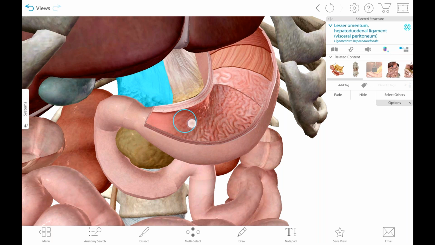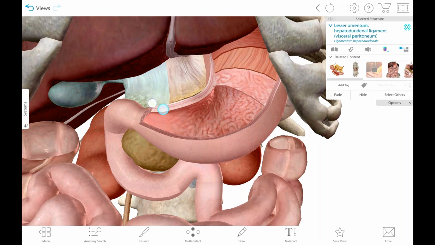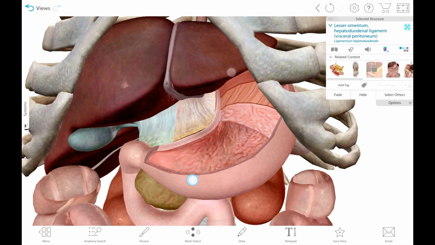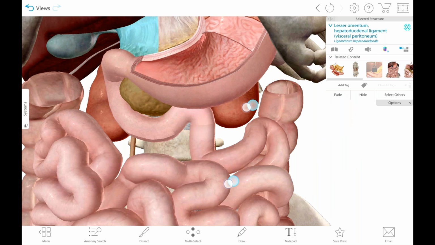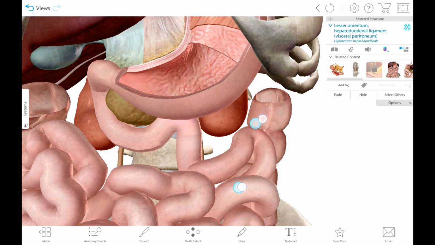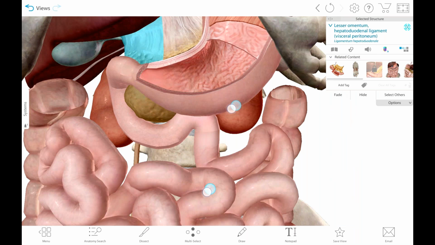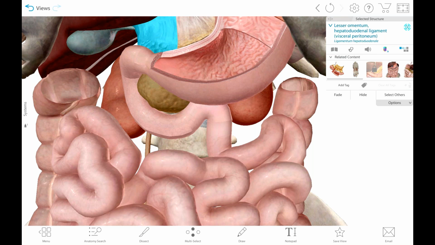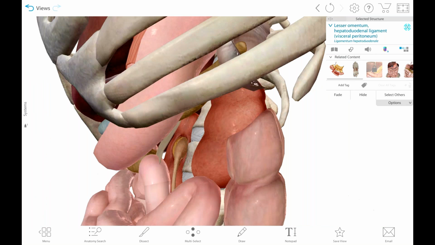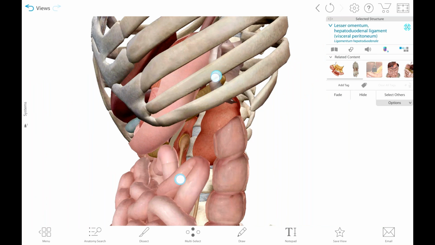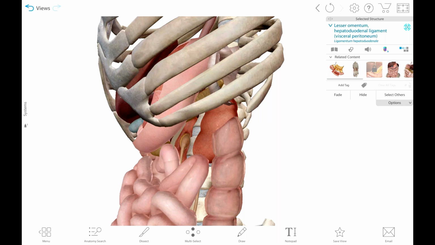Yeah, now we are done with this lesser omentum. We are done with the greater omentum. What else is left? Let's see. Is there anything else you want me to show you guys? The greater sac and lesser sac are not there in this anatomy app. Otherwise, I would have shown you in the sagittal section. I will just draw it, and then I think you will understand.